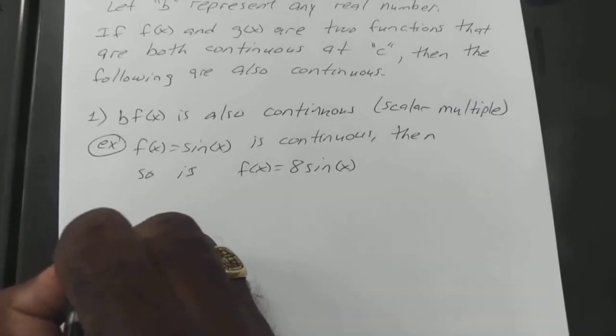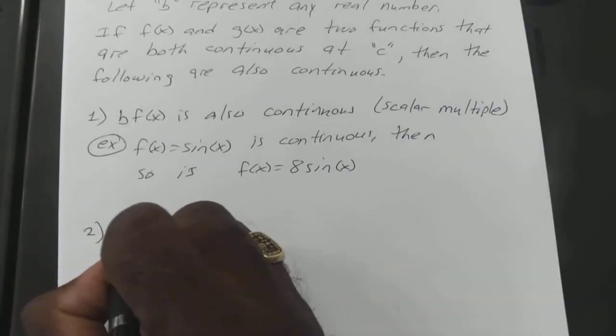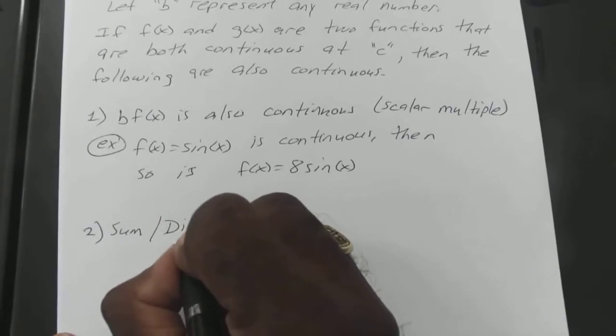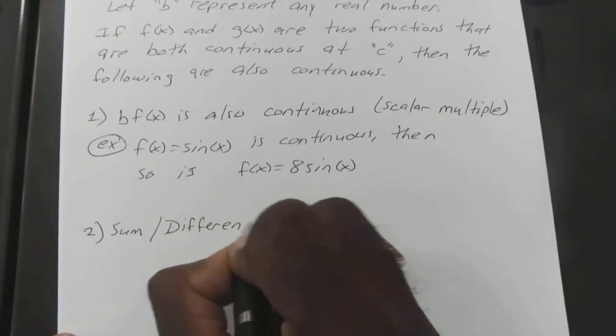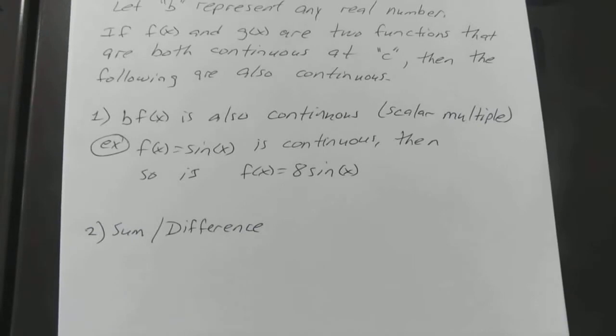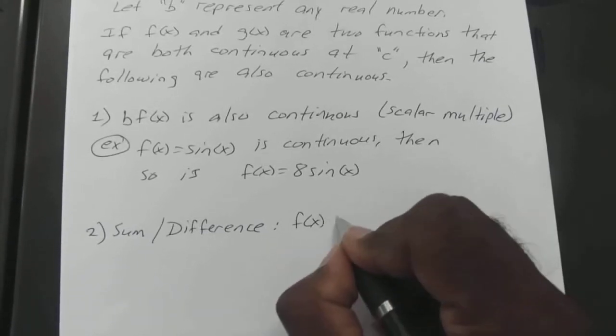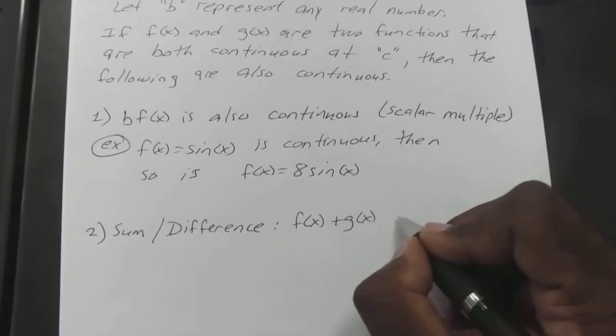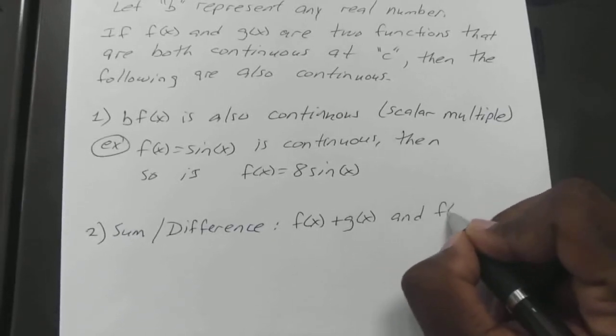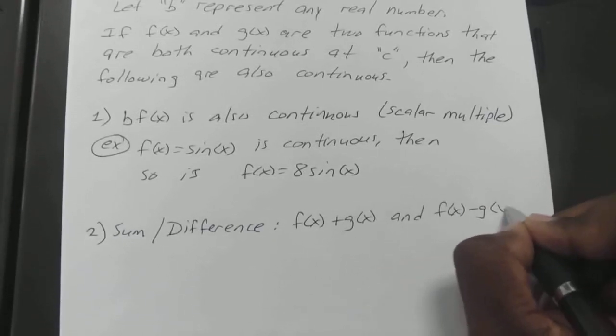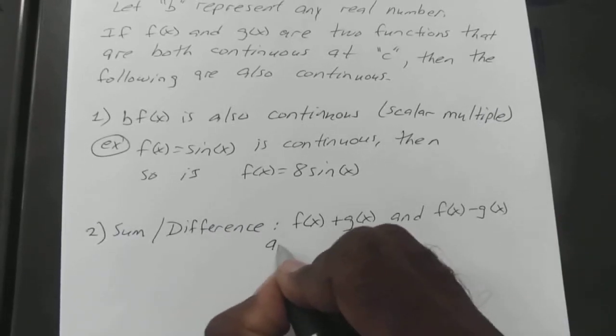Okay, so for number 2, it's the sum and the difference. If f of x and g of x are both continuous, if you add them together, it will still be continuous. If you subtract one from the other, it'll still be continuous. So f of x plus g of x and f of x minus g of x are both continuous.